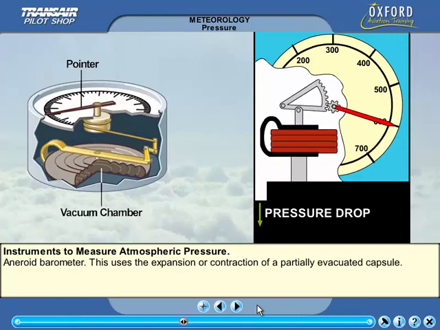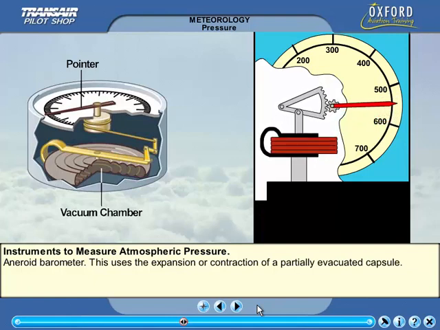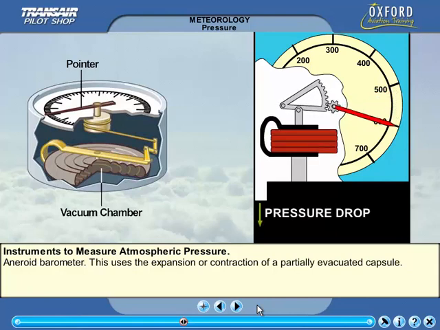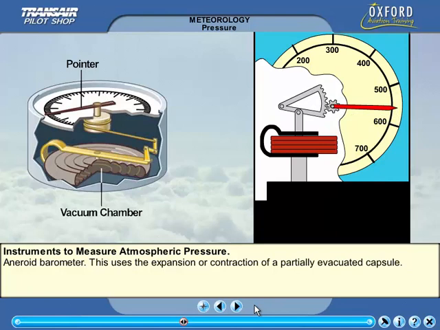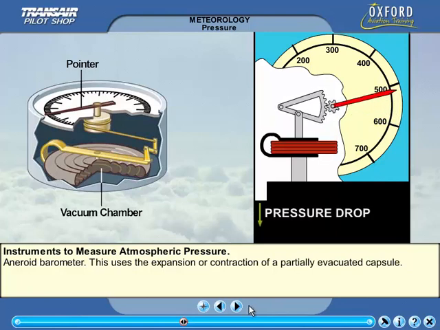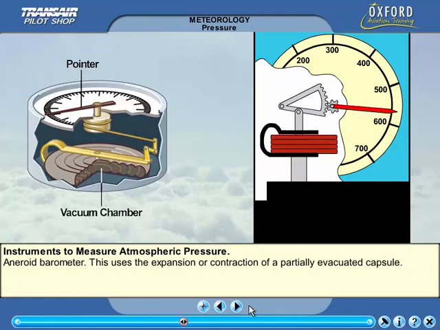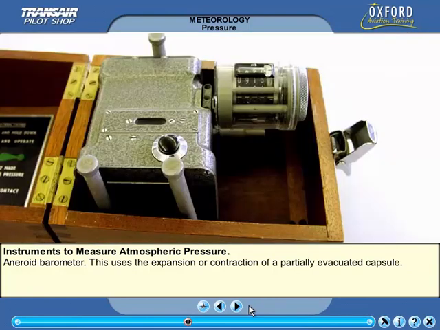The example shown here is an aneroid altimeter, which has a dial calibrated in feet, which may indicate height or altitude. Other types of aneroid barometers may be scaled in inches, millibars, or millimeters. Shown here is an example of a portable barometer used widely in aviation meteorology to measure pressure at the Earth's surface.